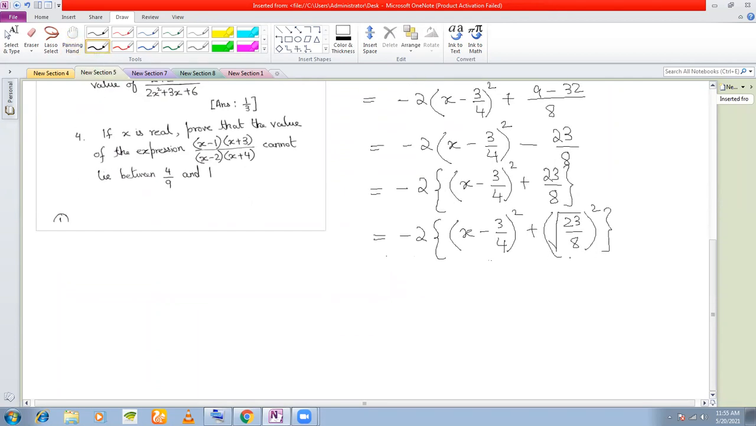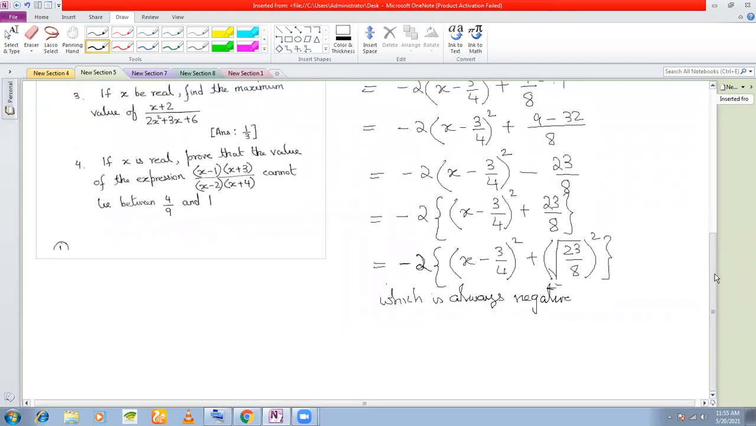Again, this expression has been expressed as a sum of two squares, but this time I have a minus 2 attached. That means this expression is always negative, isn't it? Because this a square plus b square cannot be negative. Minus 2 into a square plus b square will be negative. So therefore, it is always negative, right? So first part of the question is done. That show that this expression is always negative.